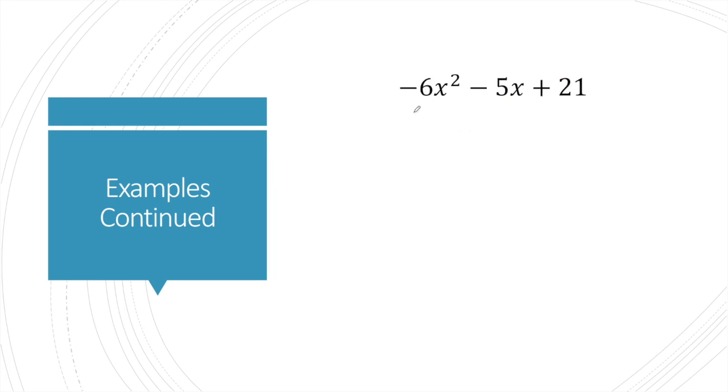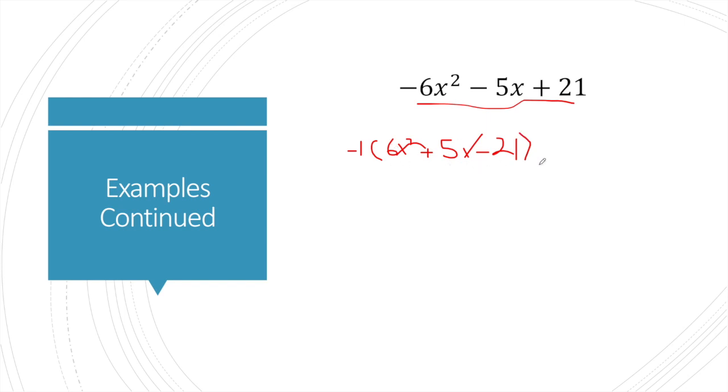So I have negative 6x squared minus 5x plus 21. Okay? Now, it's important to remember that I do not like, or we don't like, negative leading coefficients. So before I can even factor this, I need to pull out this negative term. So I'm going to have negative 1 times 6x squared, and that's going to change our signs. So that's going to give me 6x squared plus 5x minus 21.